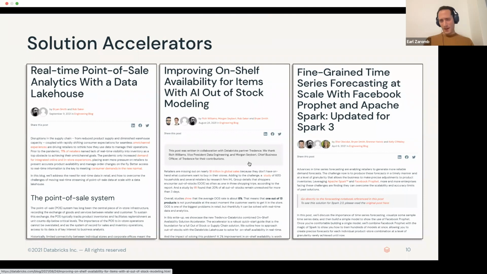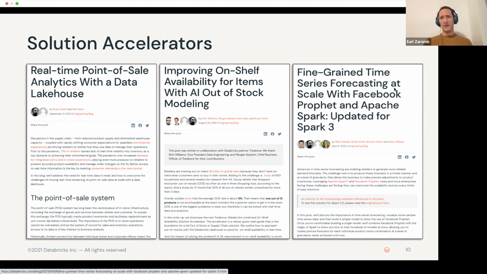So for example, we have one around out of stock modeling. If you've ever gone to the store and what you're looking for is out of stock, we're really trying to help retailers address those problems using AI, by identifying certain demand signals and being extremely responsive, so that they can place some of their shipping orders much sooner and prevent out of stocks as much as possible.